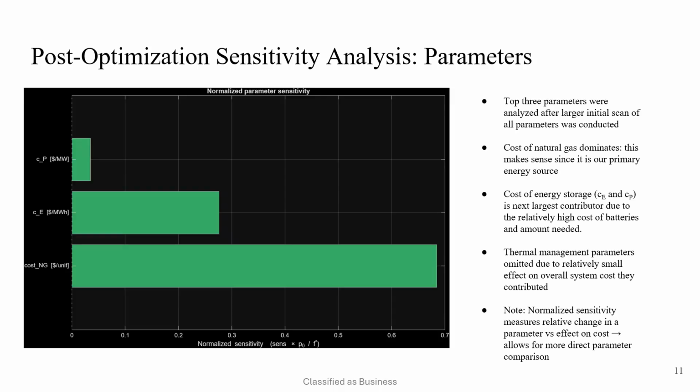Battery energy capacity cost CE is the second largest contributor at roughly 0.29, reflecting both the high unit cost and the energy capacity required to meet our 4-hour backup requirement. Battery power capacity CP is comparatively small as well. Thermal management parameters were omitted from this chart because their contribution to the total system cost is negligible relative to the generation and storage, which together account for the vast majority of capital expenditure.